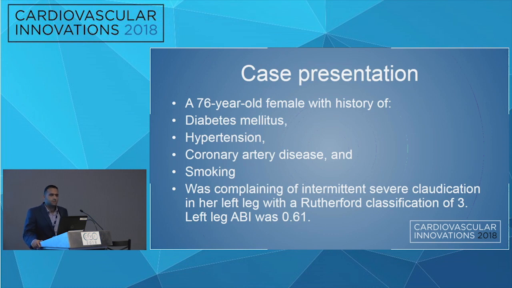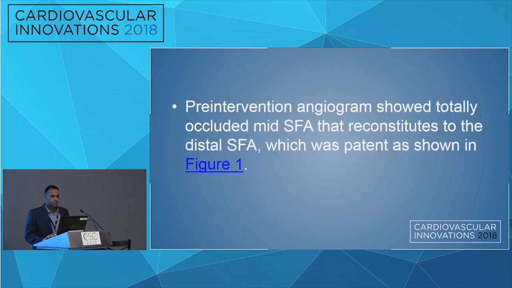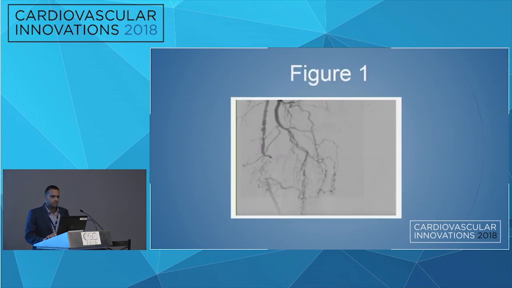Our patient is a 76-year-old female with a history of diabetes, hypertension, CAD, and smoking. She presented complaining of intermittent severe claudication in her left leg with a Rutherford classification of 3. Her left leg ABI was 0.61. Pre-intervention angiogram showed a totally occluded mid-SFA that reconstitutes at the distal SFA, which was patent, as shown here in this image.